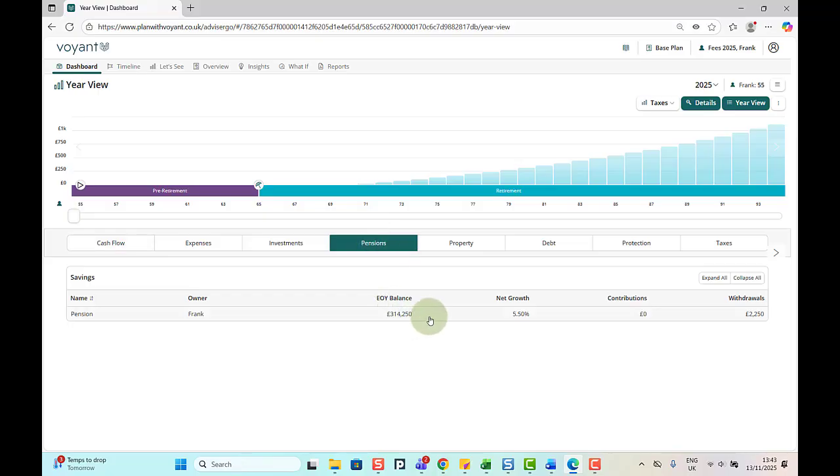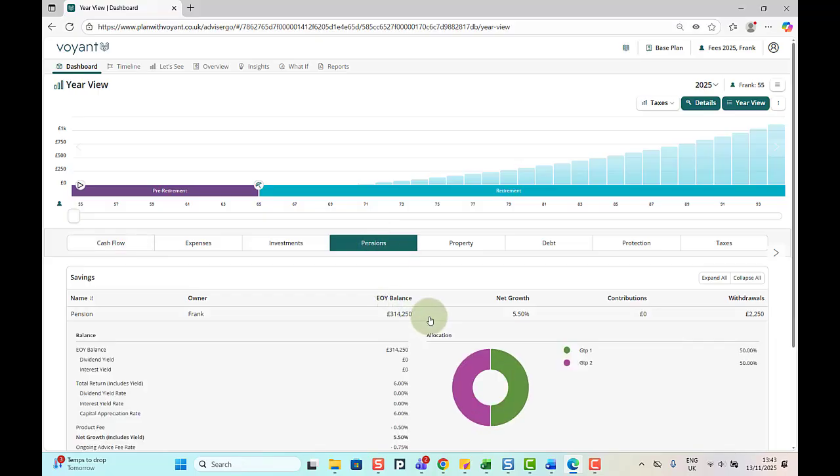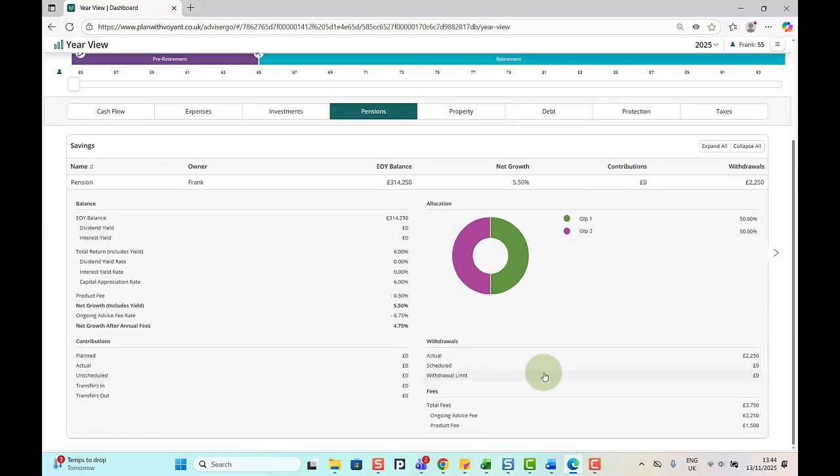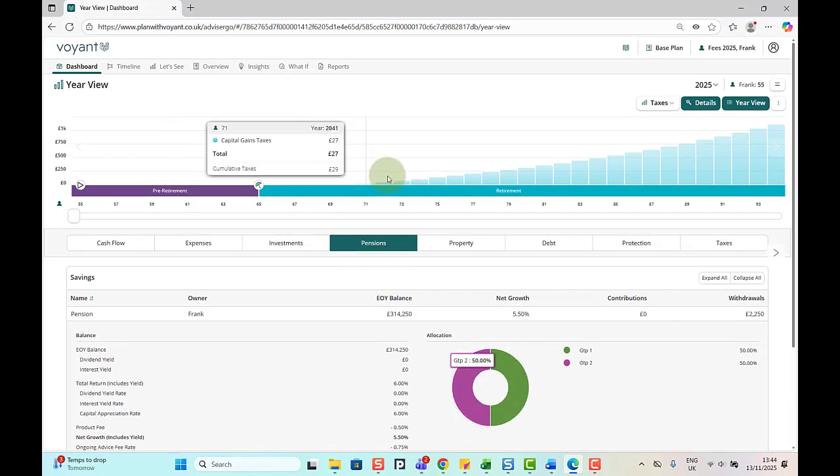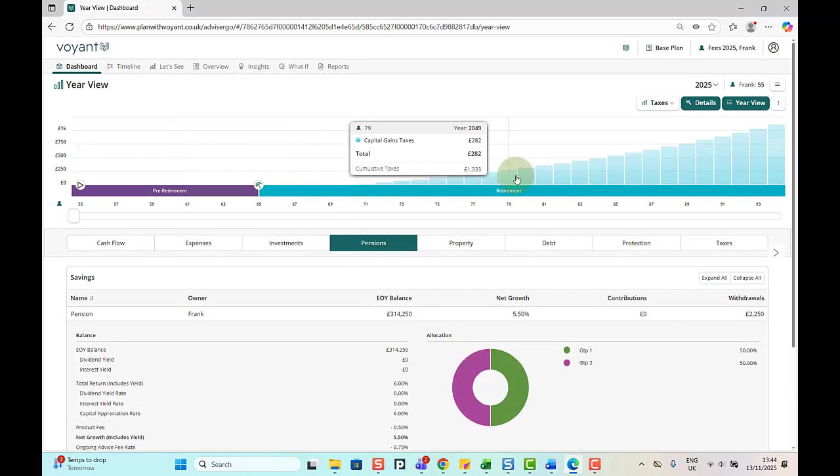Now, those of you familiar with Voyant, when we go and expand the pension, we will normally see any withdrawals down here, and there might be, and it might show an element of tax-free cash or taxable withdrawals as well, and we don't see them. We just see the fee. And as you can see from taxes, there is no income tax paid on this, and this is because the ongoing advice fee is classed as an authorised withdrawal, so it's not using any of the allowances.